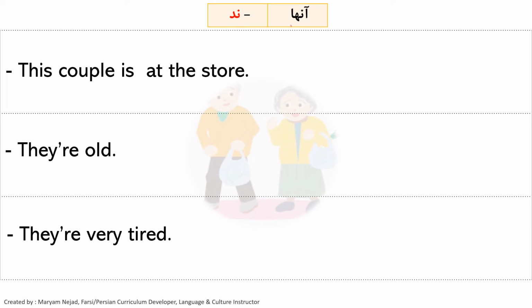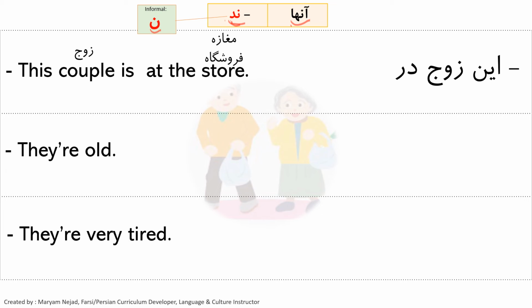Next is the subject pronoun آنها, and here is the verbal ending for آنها. And remember, there is an informal version for that, which is nun. So the whole conjugation becomes a nun in colloquial language. The first example says this couple is at the store. Couple is زوج and store is مغازه or فروشگاه. Usually فروشگاه is for bigger stores and مغازه is a smaller type of store. All right, so این زوج در مغازه اند.